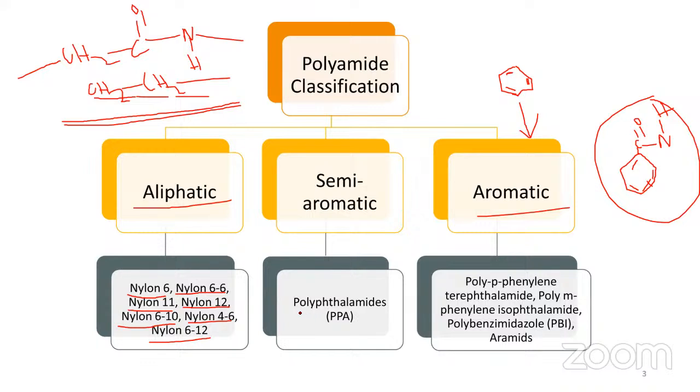And polyphthalamides, PPA, that is known as your semi-aromatic. Means your aromatic will also be there, but simultaneously you have a chain structure. So that will come under your polyphthalamide. And what will come under your aromatic? Aromatic is like p-phenylene terephthalamide, polybenzimidazole, PBI, aramids. Aramids we will see in a later section; this aramid has a very special characteristic.